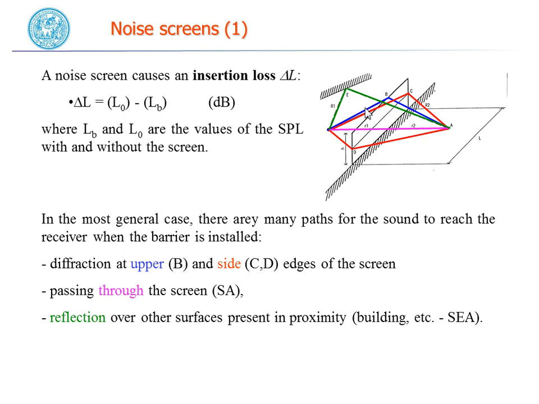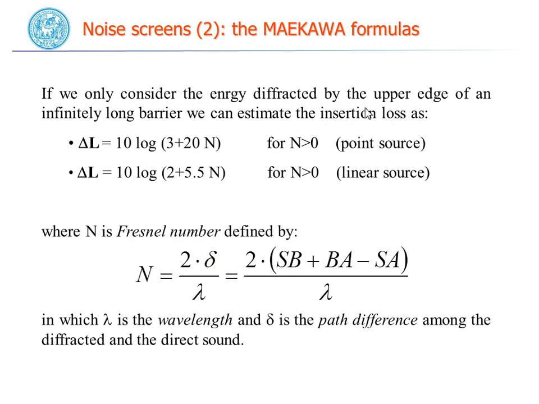And we define the screen attenuation, delta L, also called insertion loss, as the difference between the sound level at the receiver before the installation and after the installation of the screen. How can we compute this attenuation or insertion loss? Thanks to the Maekawa formula. That is this one.